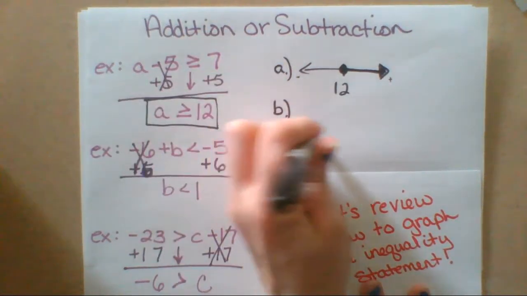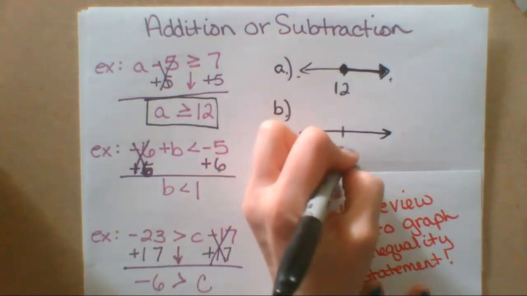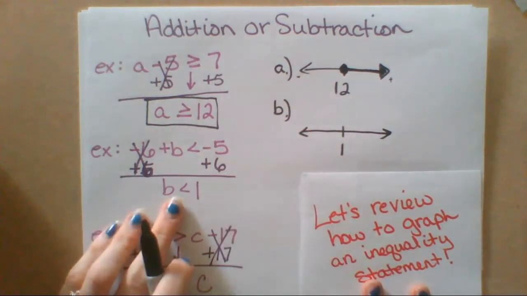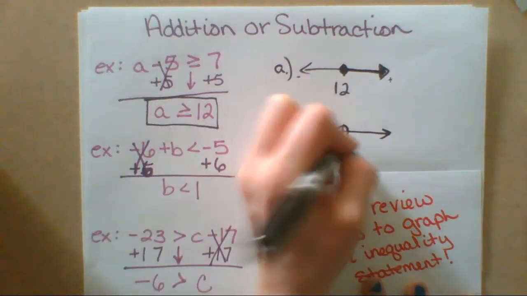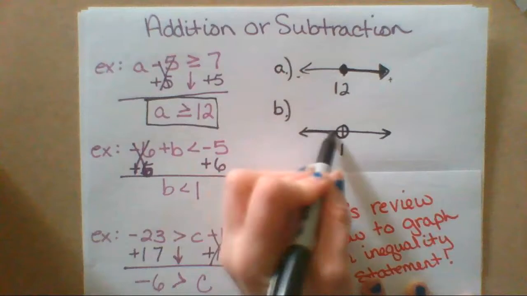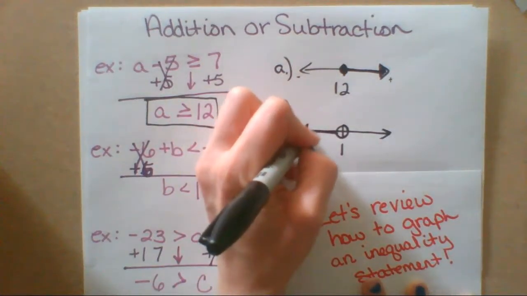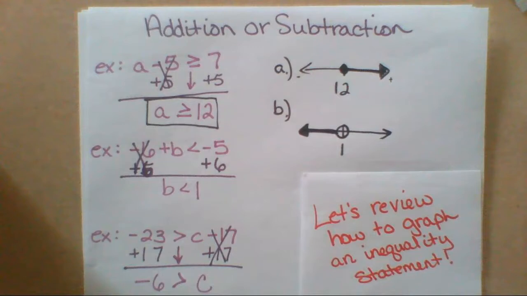To graph B, we're going to start at 1. That's our magic number. Now, B is less than 1. It is not equal to 1, so we have to put an open circle, and any numbers less than 1, they're going to be to the left-hand side on that number line. So we're just going to color in that left-hand side, and this tells the reader anything less than 1, but you cannot equal 1. I can get as close to 1 as I possibly can, but I just cannot equal it.